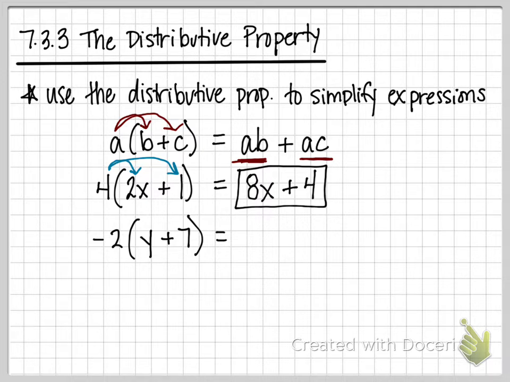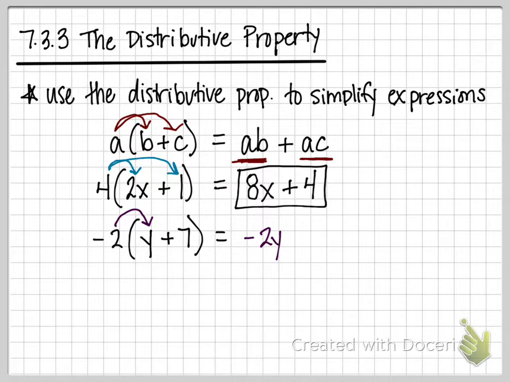Okay, negatives. When we have negative signs, you cannot forget about the negative signs. Those always matter. So make sure you use those in your distribution. This is a negative 2 times the quantity, y plus 7. So we need to multiply each term by negative 2. Negative 2 times y is going to give me what? Kellen? Negative 2y.